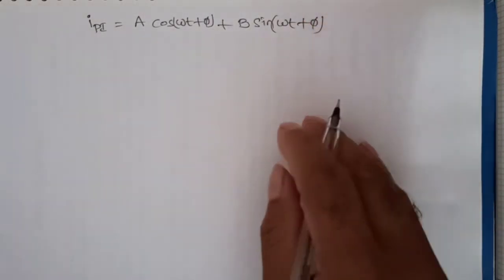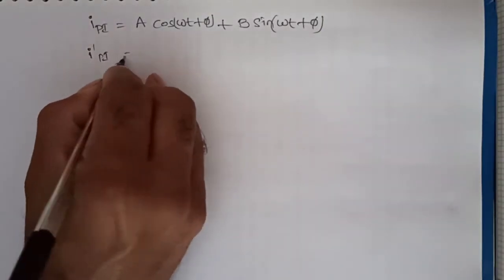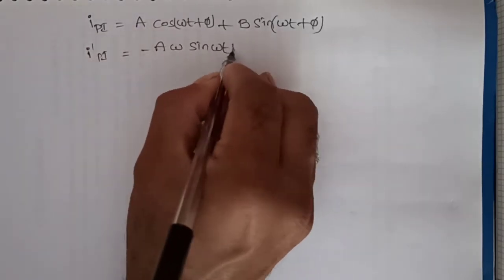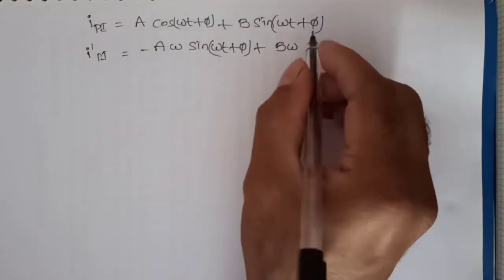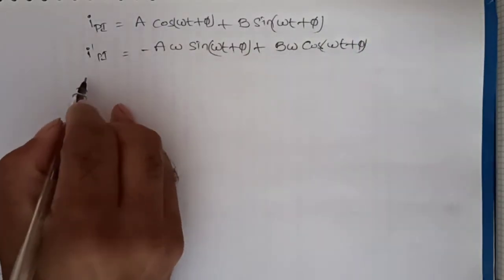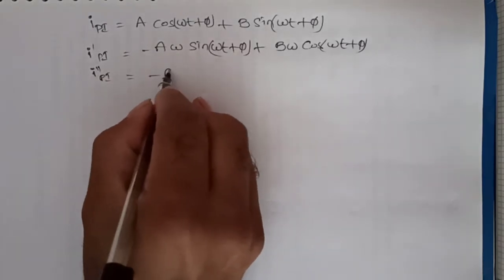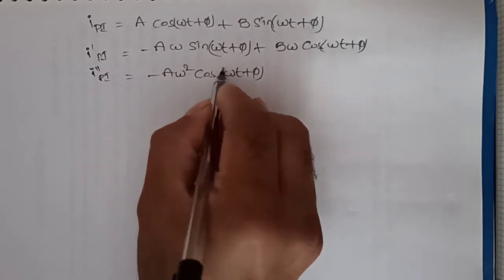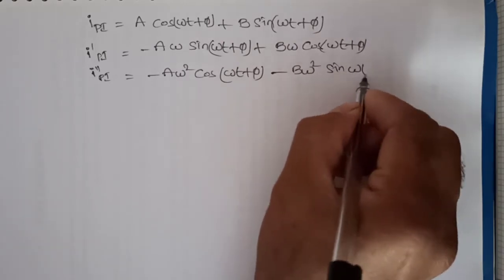Since the equation is second order, we have to differentiate two times. The first differentiation gives minus a omega sine(omega t plus pi) plus b omega cos(omega t plus pi). The second differentiation, to get d square I of t by dt square, gives minus a omega square cos(omega t plus pi) minus b omega square sine(omega t plus pi).